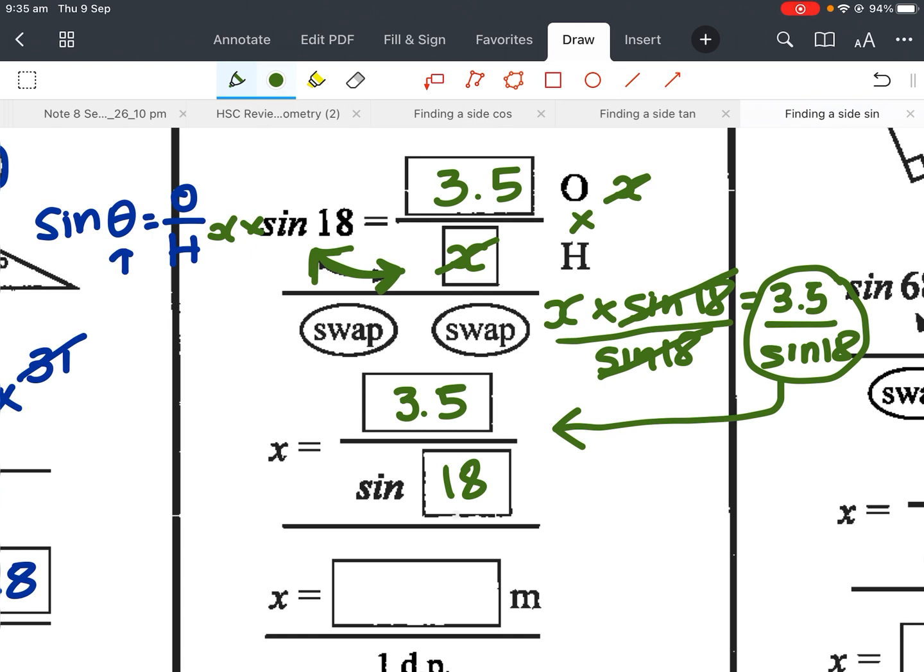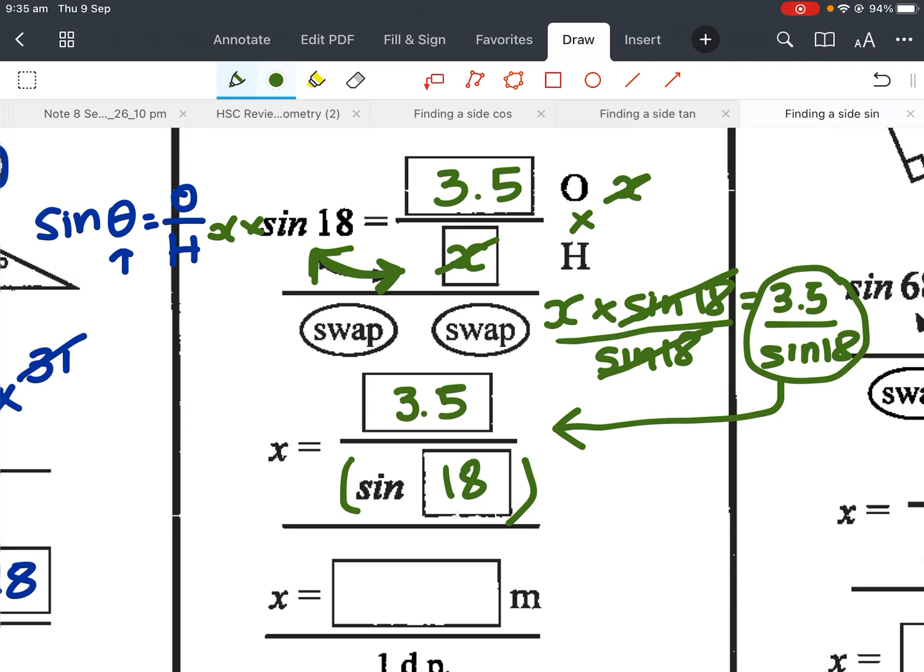So now on your calculator, you need to do 3.5 divided by sine 18. Now remember, if you're using the Sharp, put the bottom section in brackets if you don't get my answer. If you're using a Casio or a Sharp, you can use the fraction key. So I'm going to go 3.5, fraction key, and then sine 18. Now the Casio is pretty good. It does it automatically, and I think if you're using that iPad calculator, it probably will as well.